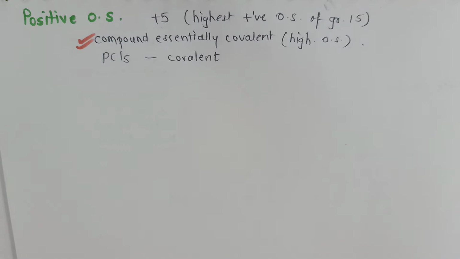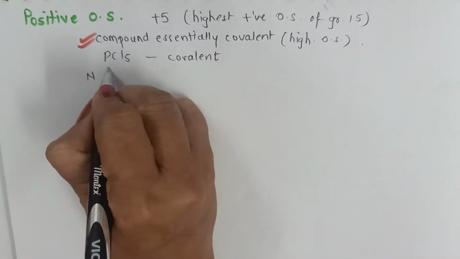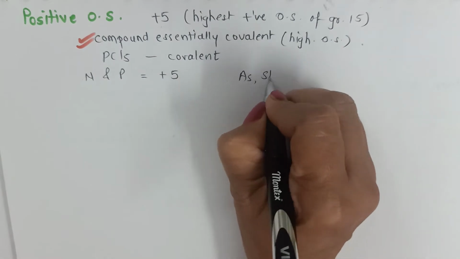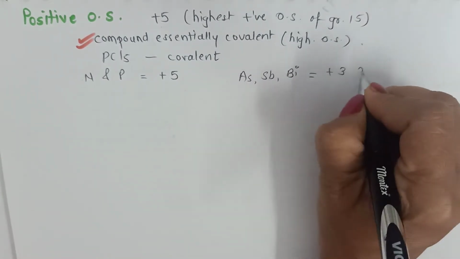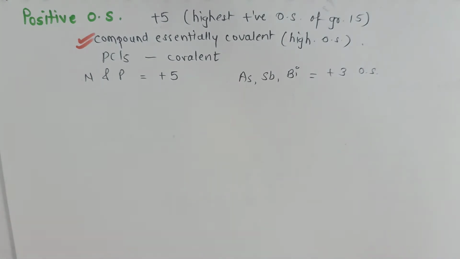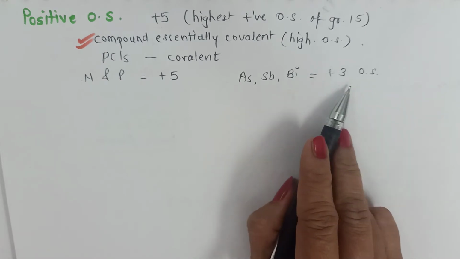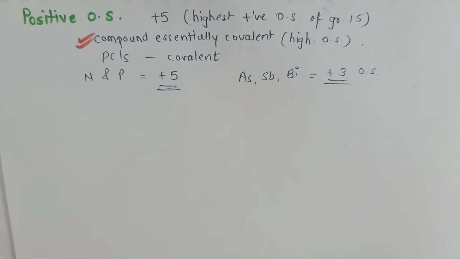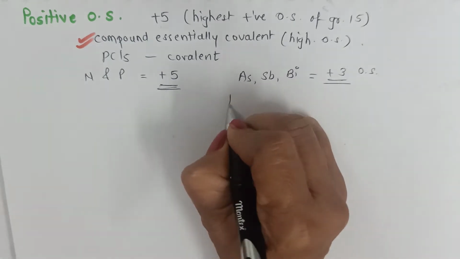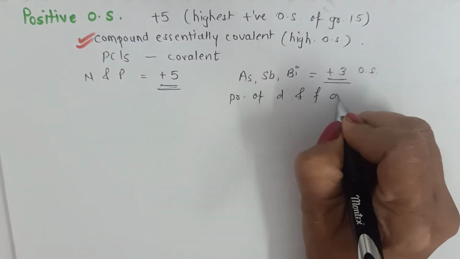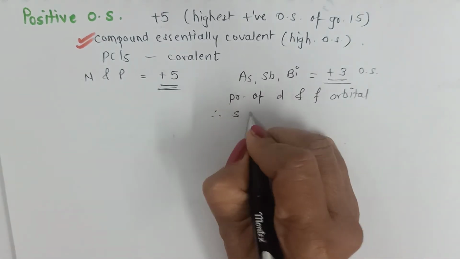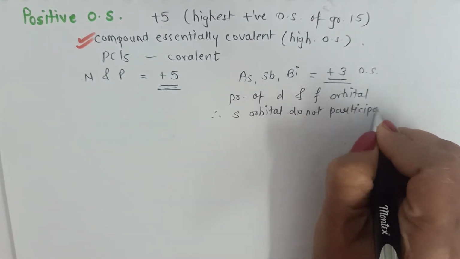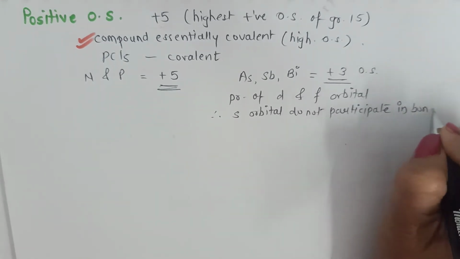Okay, so overall, if you want to put things in a nutshell, for nitrogen and phosphorus the highest oxidation state shown will be +5. Other elements like arsenic, antimony and bismuth will show +3 oxidation state. So at the starting I told you that the lower elements will show a lower oxidation state, which will differ by a unit of 2. And the reason is that as we move down the group, the atomic size increases. There is a presence of d and f orbitals, and therefore the inner s orbital does not participate in bonding, and that is what we call the inert pair effect.